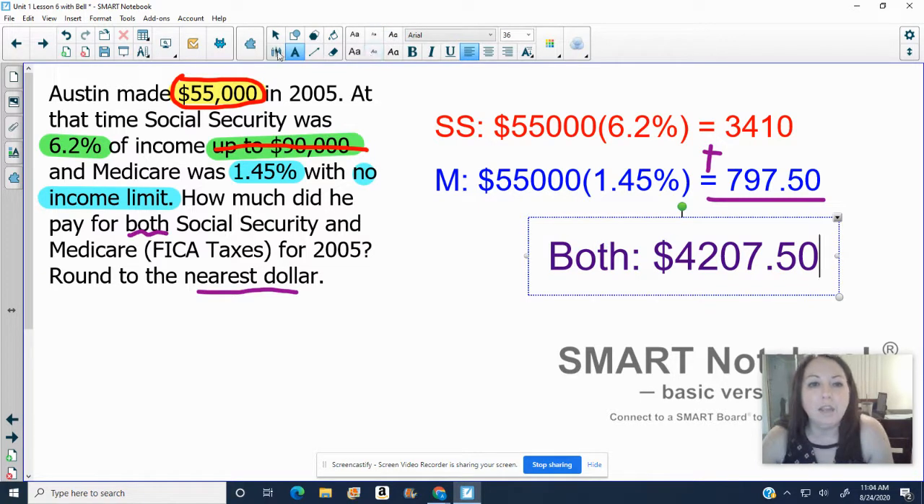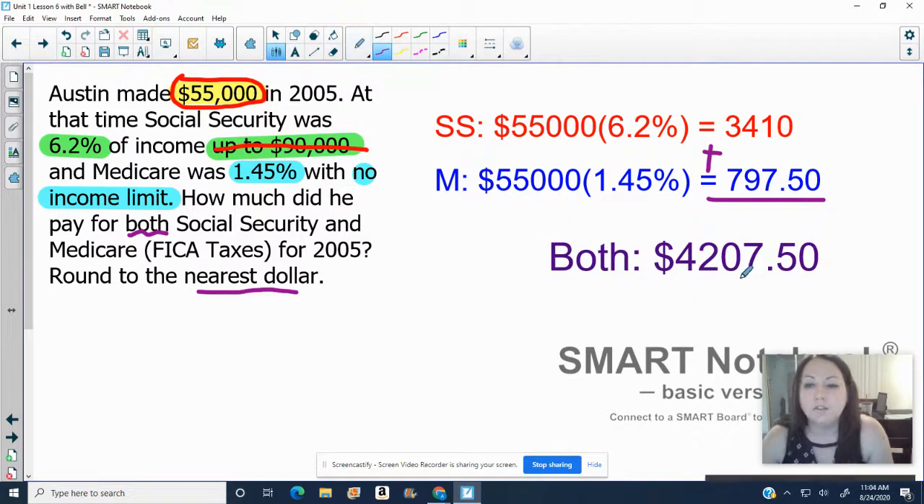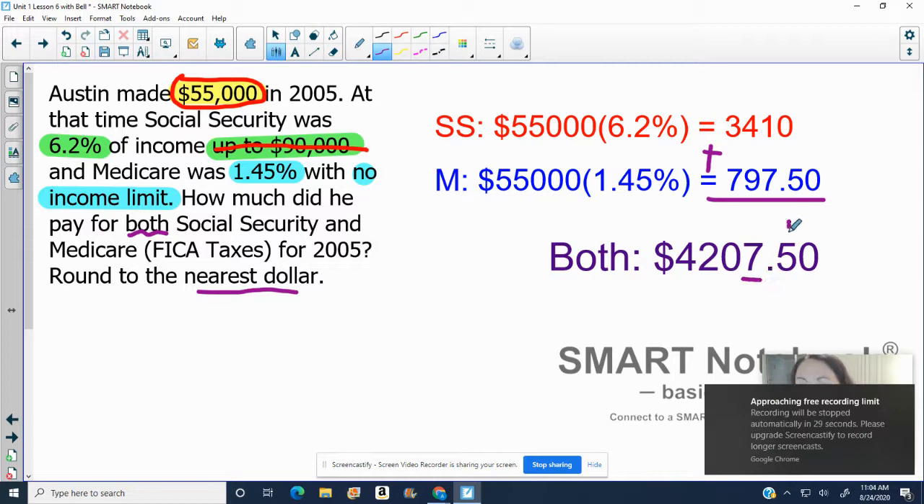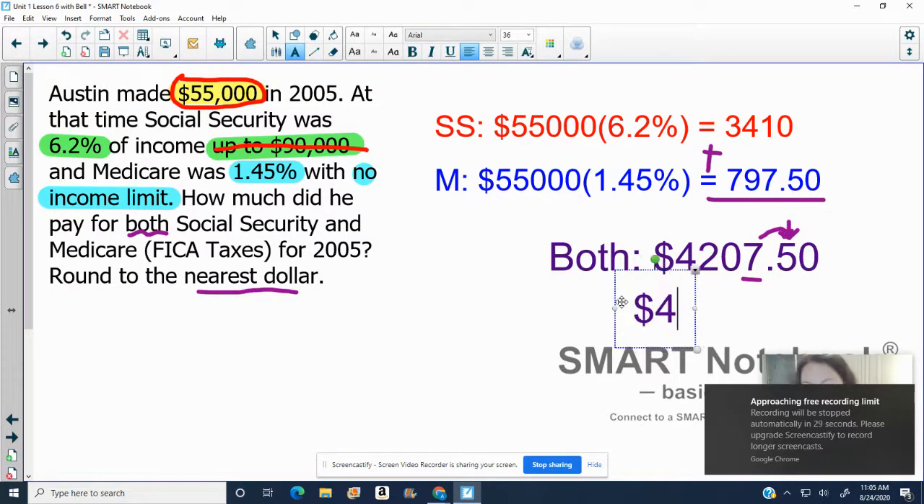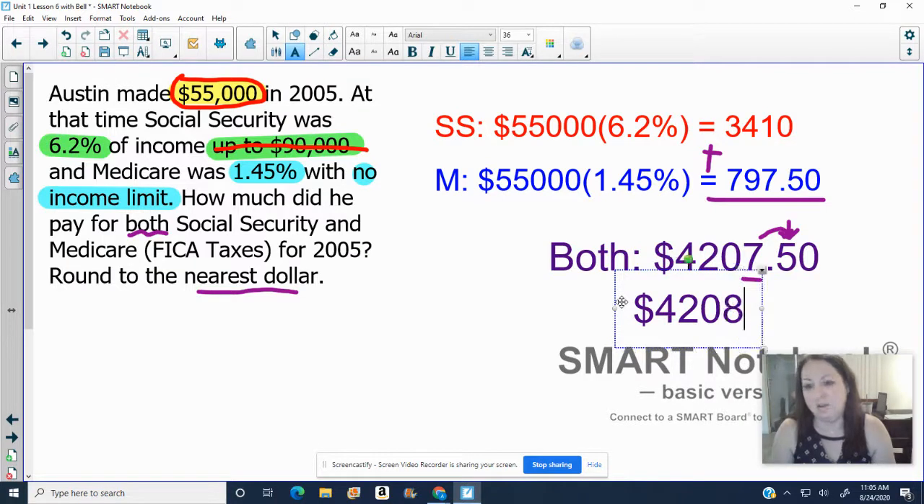And we are going to go ahead and round that. So when I look at rounding, I'm looking at that number next to my whole dollar being a 5. So it is going to round up, which means that my total amount paid will be $4,208. So we're rounding that 50 cents up to the next dollar at 8.